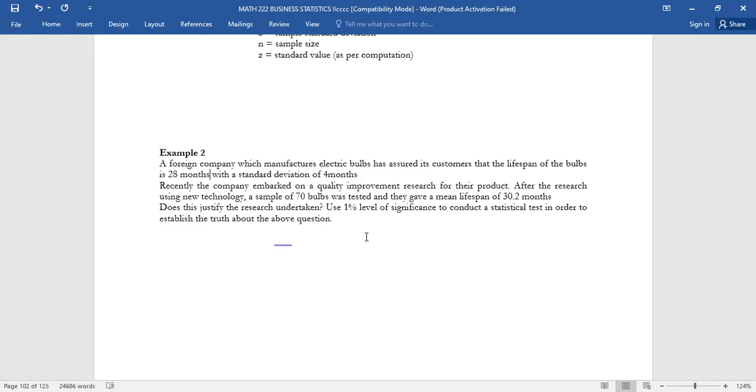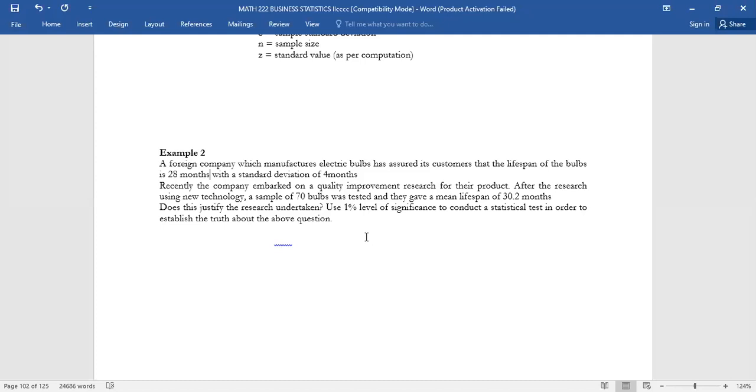Guys, I said, if you indicate a number in your null hypothesis, you cannot give an alternative hypothesis with a different number. You can only talk of greater than or less than. You have to use the same number because you are going to use that statement to prove otherwise. So if your statement is the mean lifespan of the bulb is 28 months, the alternative hypothesis will be the mean lifespan of the bulb is greater than 28 because you've already been given a sample of 70 that tested 30.2. Are we together?